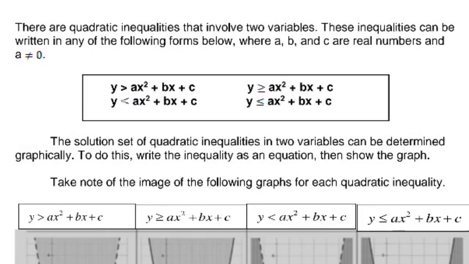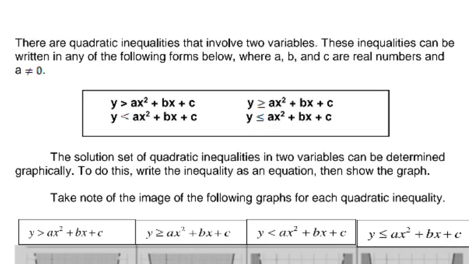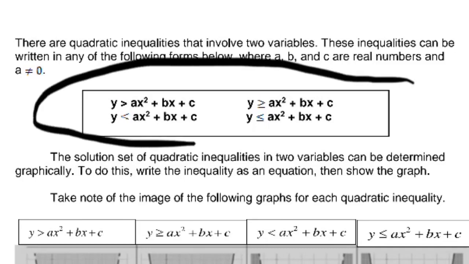Then there are quadratic inequalities that involve two variables. These inequalities can be written in any of the following forms below, where a, b, and c are real numbers and a should not be equal to 0. So this is how we are going to write quadratic inequalities in two variables, using greater than or equal to, and lesser than or equal to.